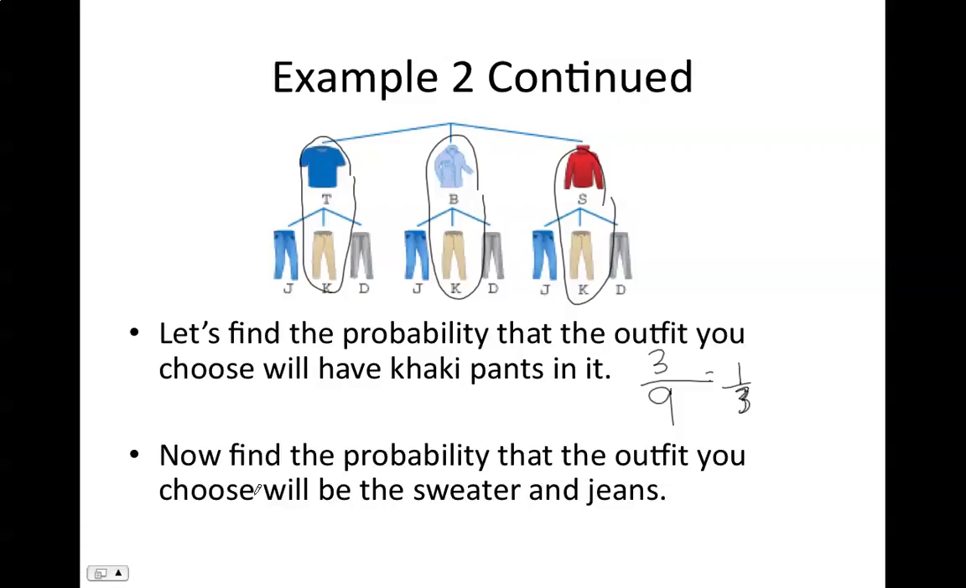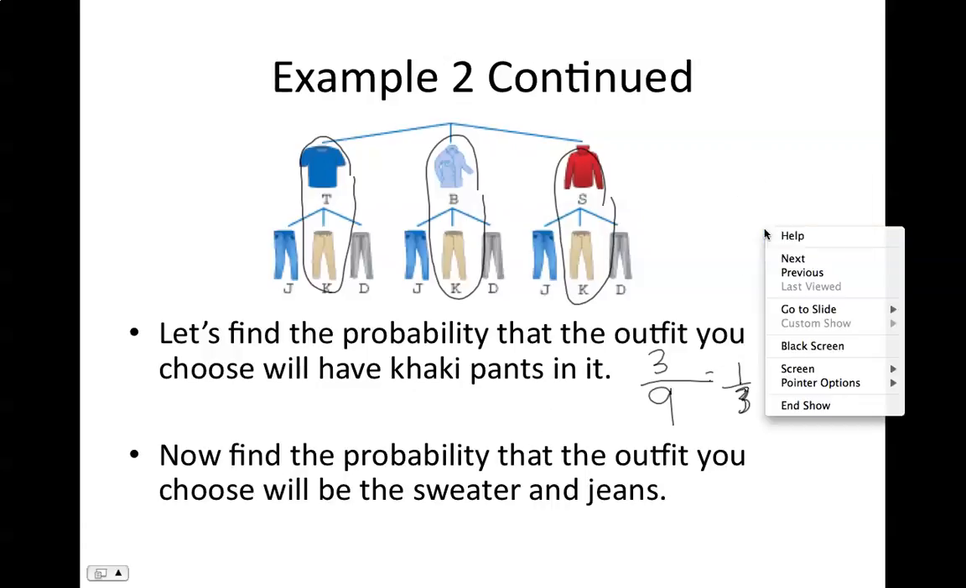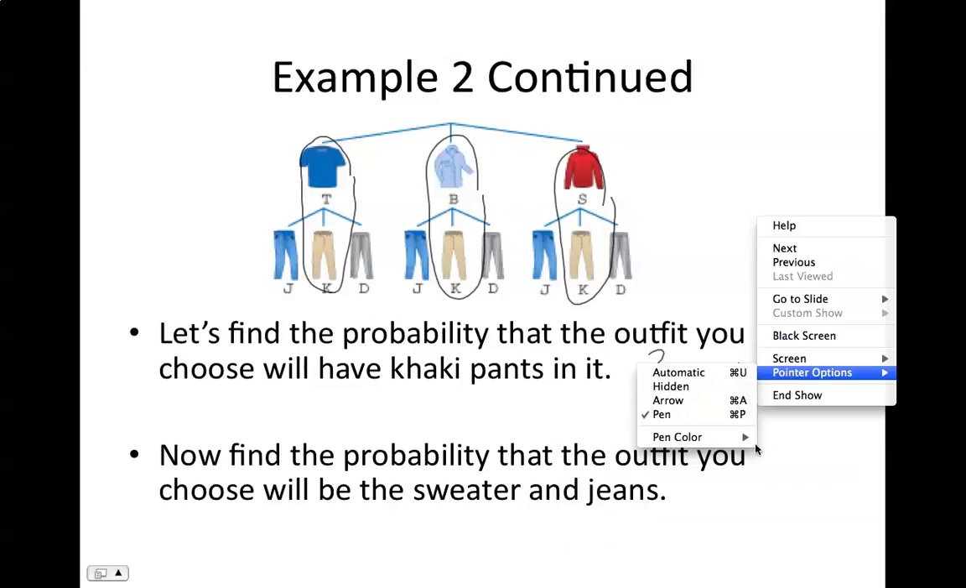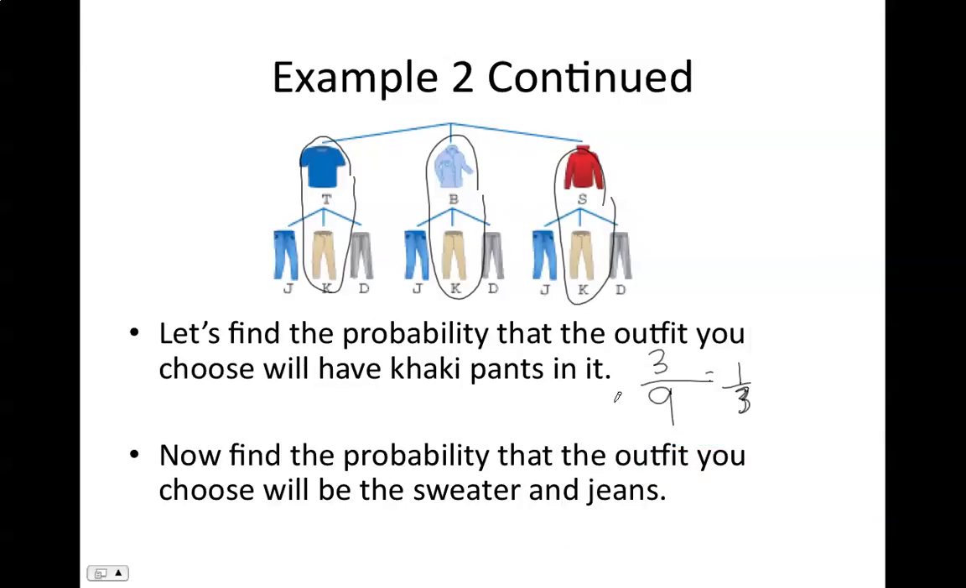Now, let's look at the second question. Find the probability that the outfit you choose will be the sweater and jeans. I'm going to change my pen color here. And since I'm looking for sweater and jeans, I'm looking over here. Well, there's only going to be one option for me to choose sweater and jeans. Only one choice. So my favorable outcomes would be 1. My total outcomes would still be 9. I haven't changed any of that. So 1/9 would be the probability that I would choose an outfit that has a sweater and jeans.